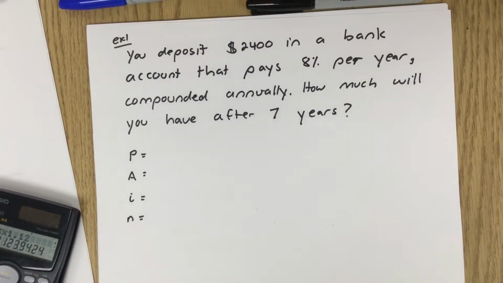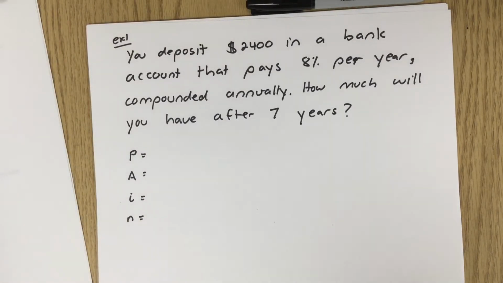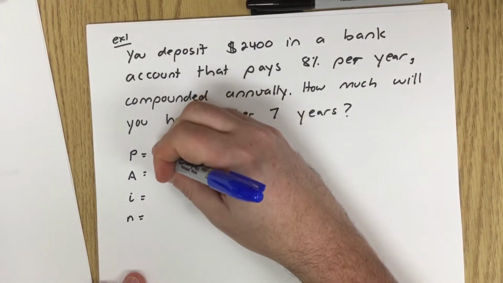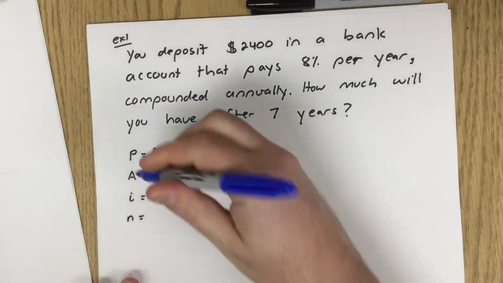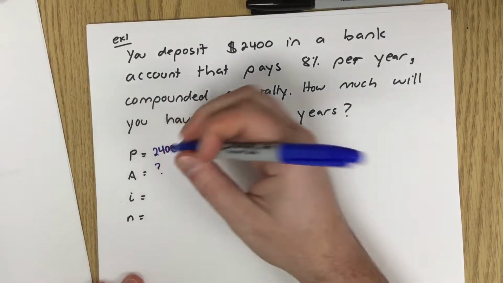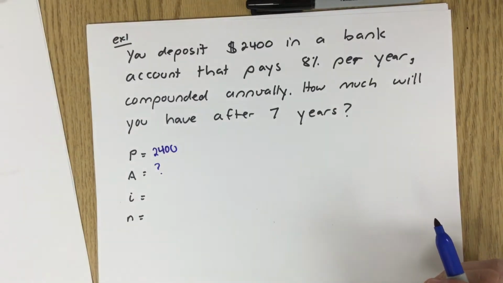Example 1. You deposit $2,400 in a bank account that pays 8% per year, compounded annually. How much will you have after 7 years? So P is how much we started off with, so that's going to be 2,400. A is going to be how much we end up with, and we don't know that, so that's kind of our question mark. I is going to be the interest per compounding period, and the compounding period is per year.